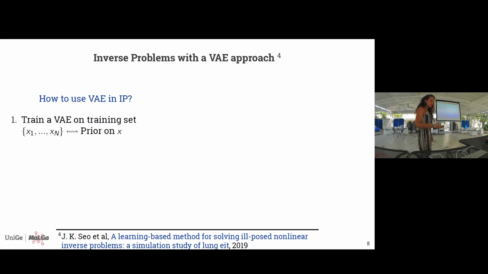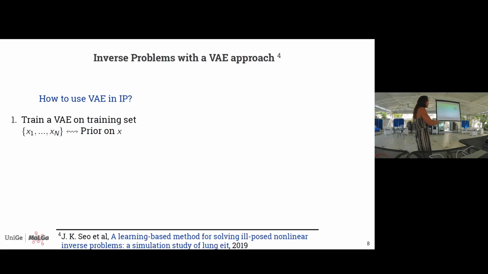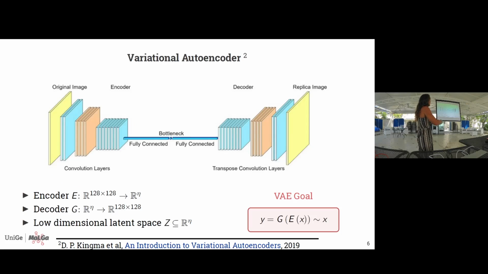And then we solve the problem, but we don't solve the problem y equal to f of x. We solve the problem introducing the generator part, that is the decoder of our variational autoencoder. So we solve the problem in a little space, because we solve the problem in the variable z and not in the variable x, where z is in this space, so it's very small.